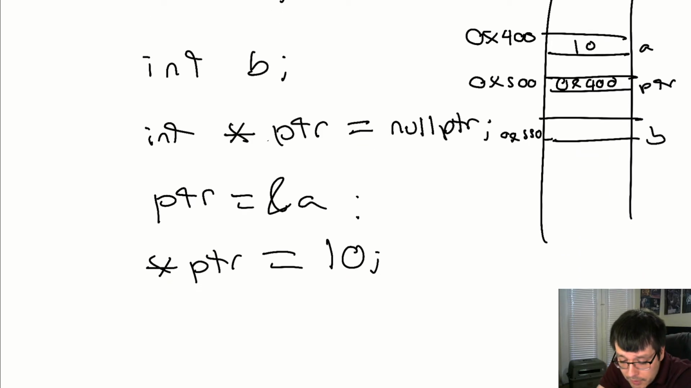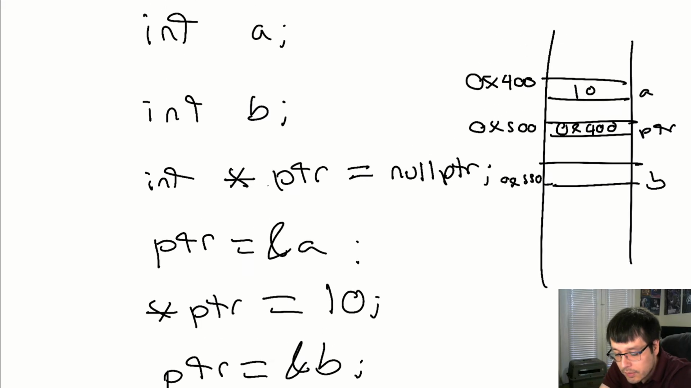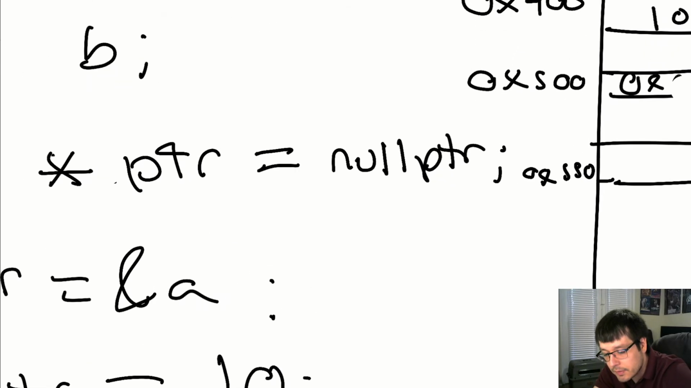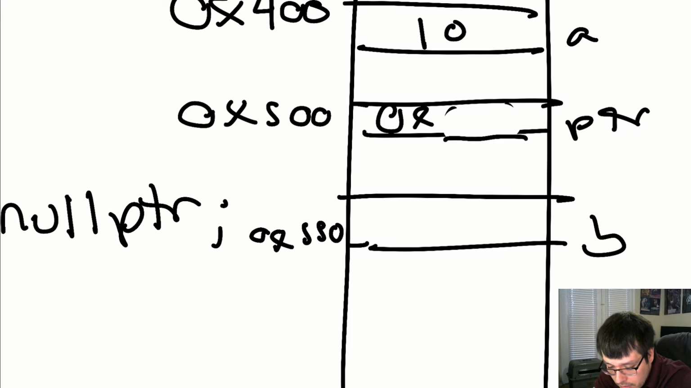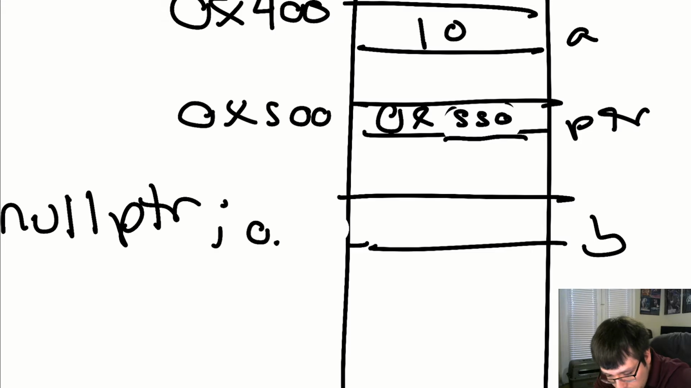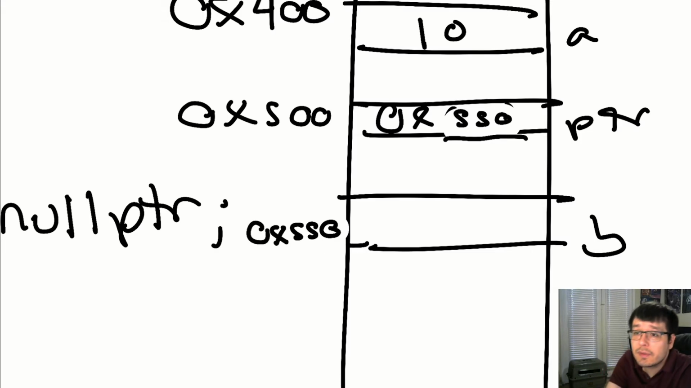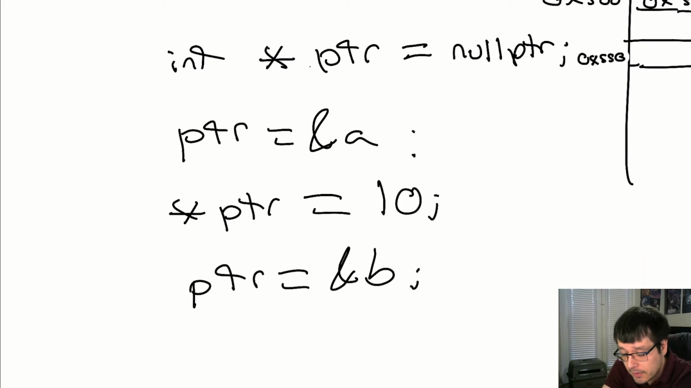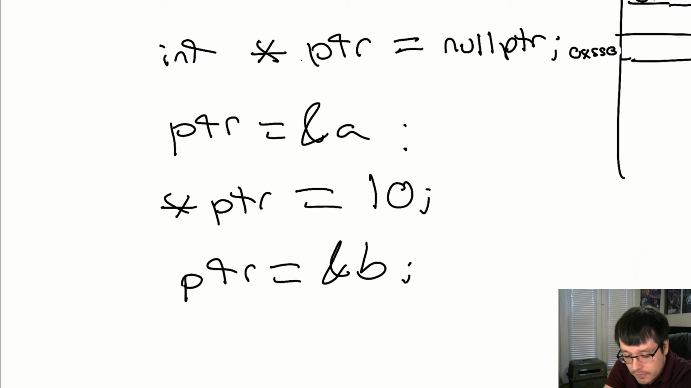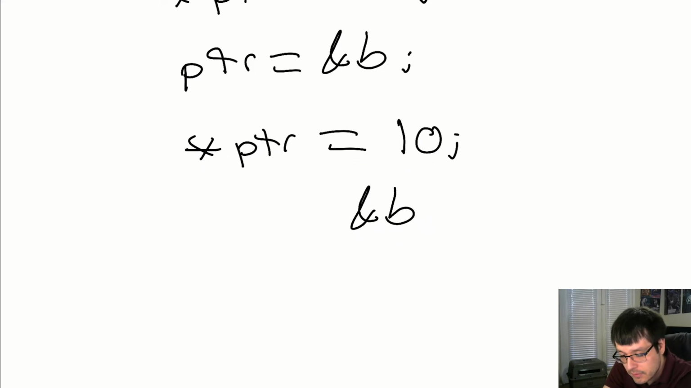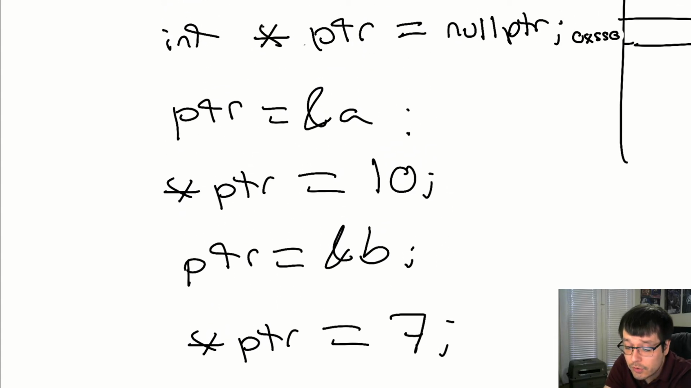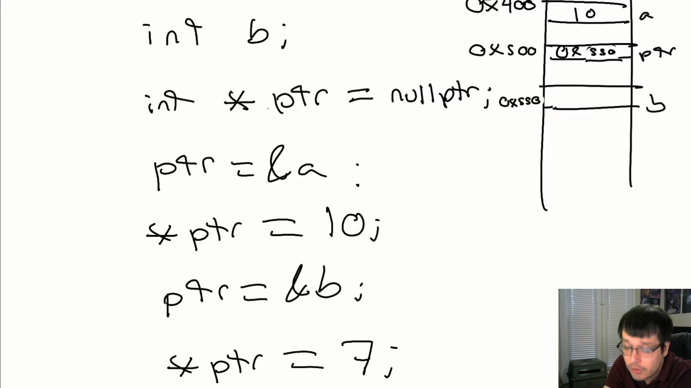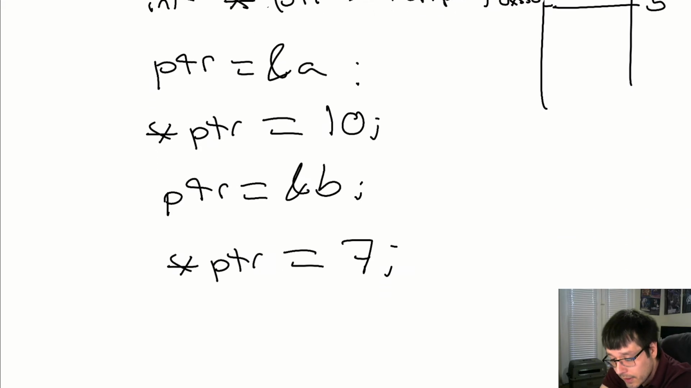I can then, of course, update the pointer again and say PTR gets address of B. And so now PTR is going to get the address, I believe we said 550 here. Let me make that easier to read. Oh, close enough. 550. So now I can do the same line of code. Let's just change the number though. Let's make it a 7. So what that's going to do is dereference PTR, go to address 550, and store a 7 there.